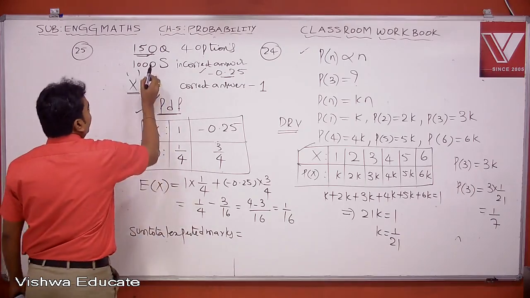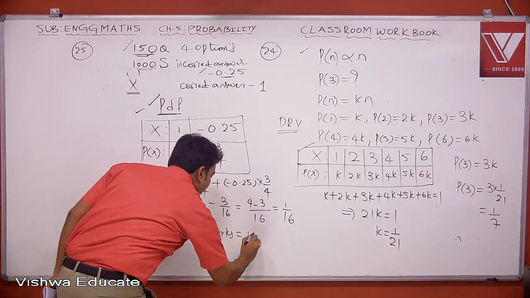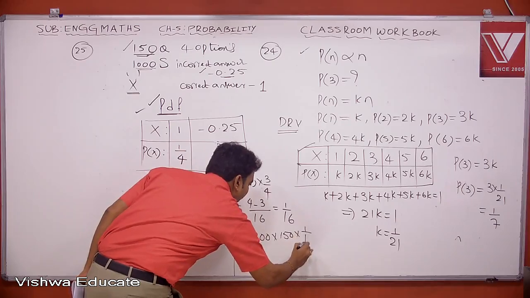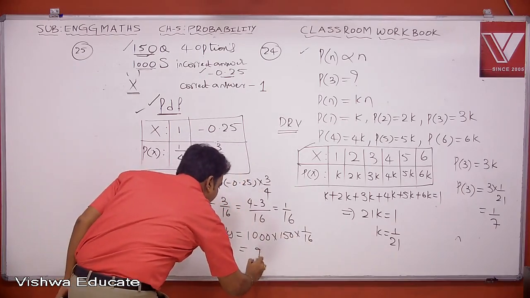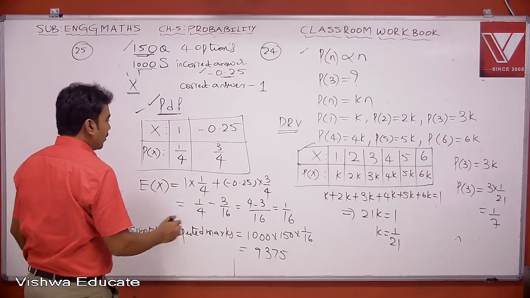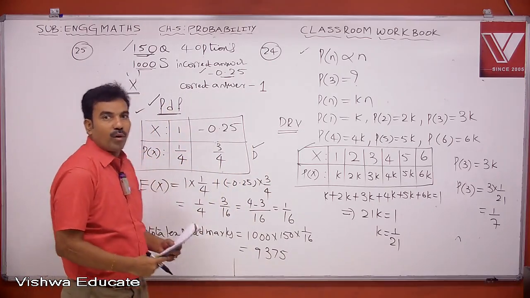But how many students are there? 1000 students. How many questions? 150. So therefore this is 1000 into 150 into 1 by 16. When you simplify this, you will get 9375. Therefore option D is the right answer. Option D is the right answer.